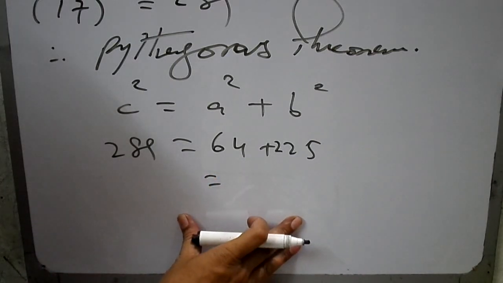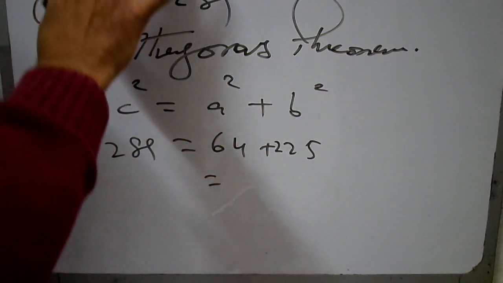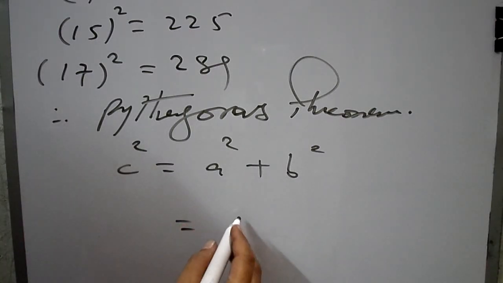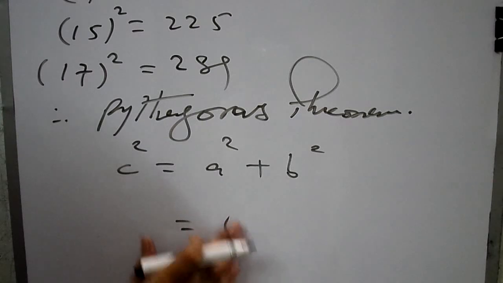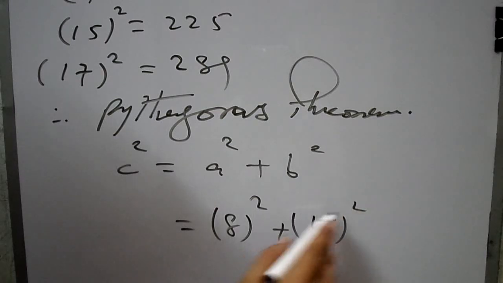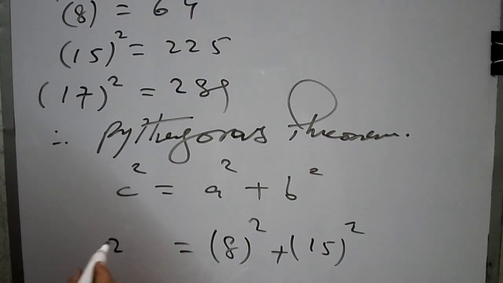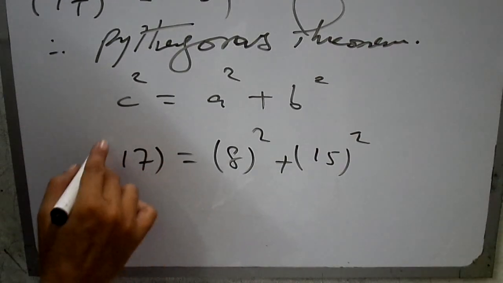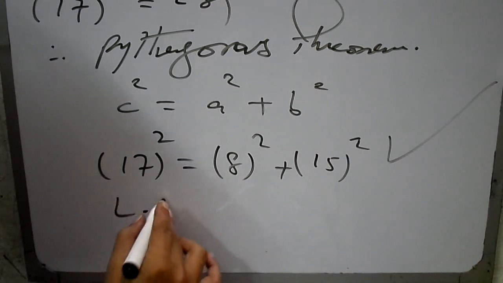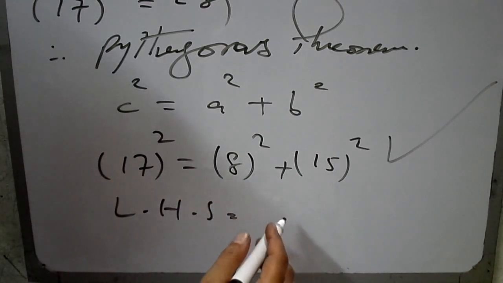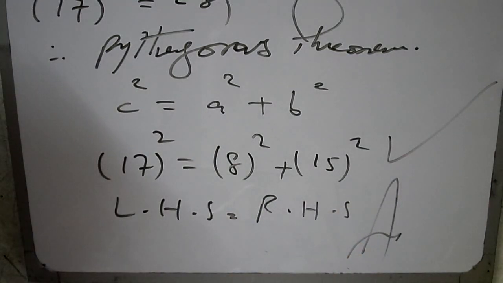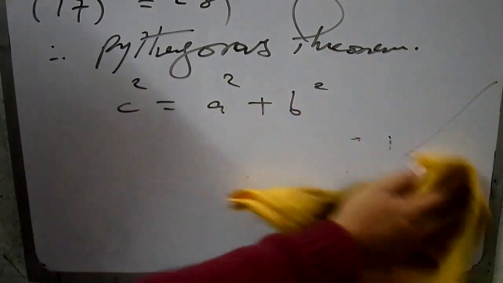Or otherwise, you can say the value of A squared is 64, that is 8 square. If you put 8 square plus B, 15 square, is equal to C square, that is 17 whole square, it means this equation is satisfied. With the help of this, left hand side is equal to right hand side, because it gives the same result. That is your answer. Similarly, you can check the other pairs.